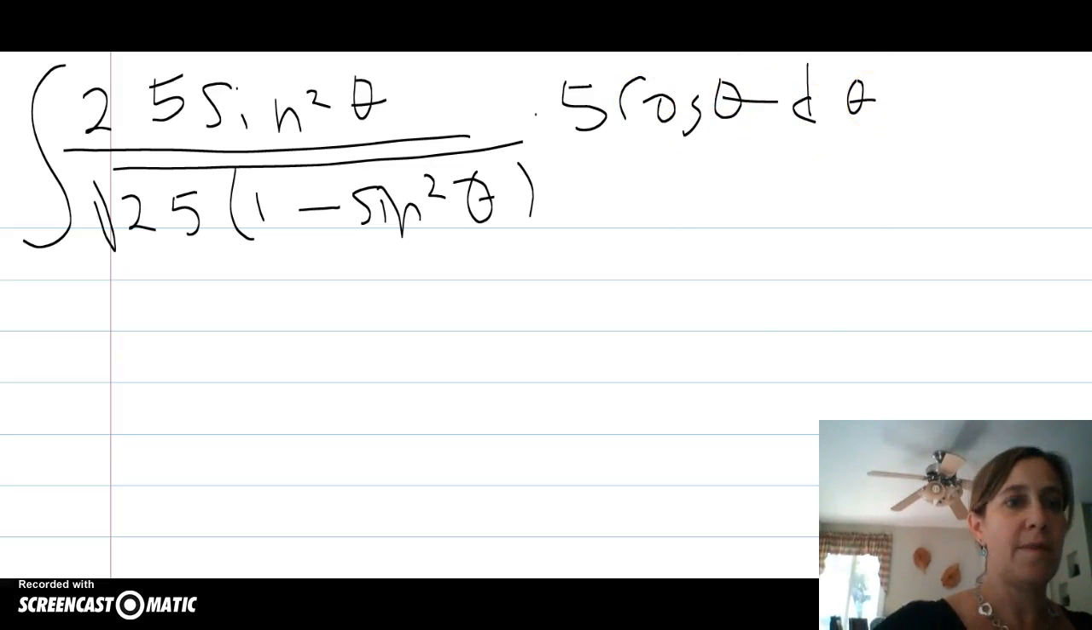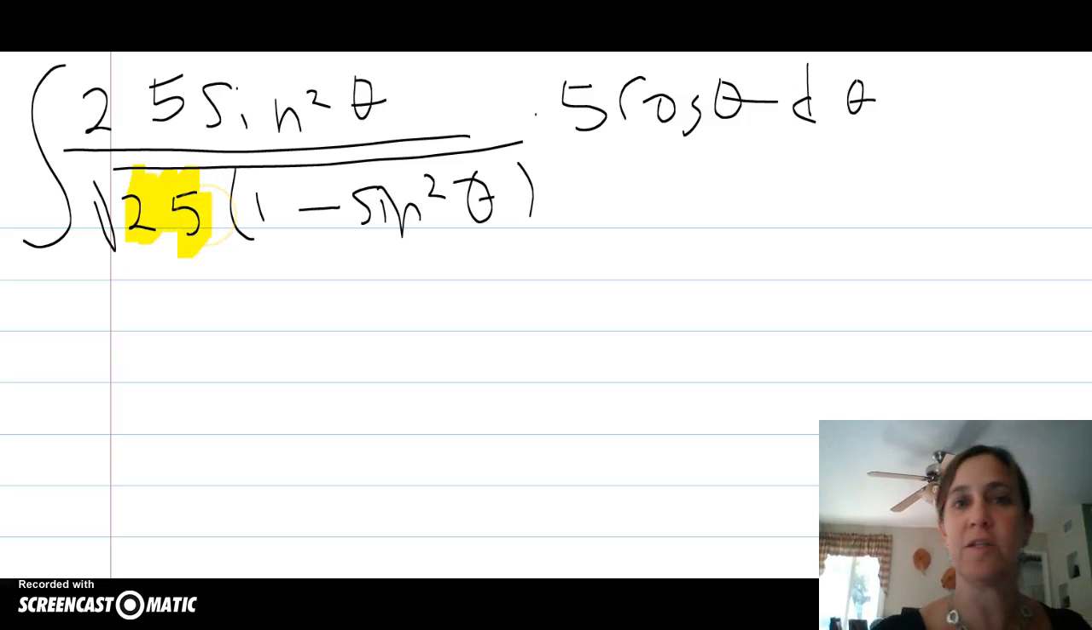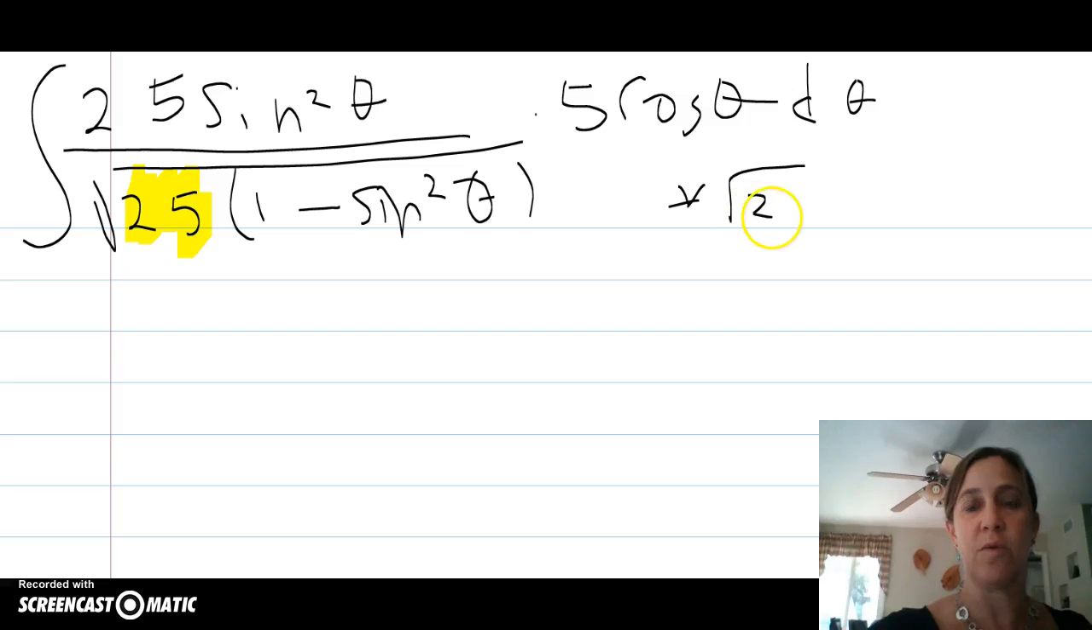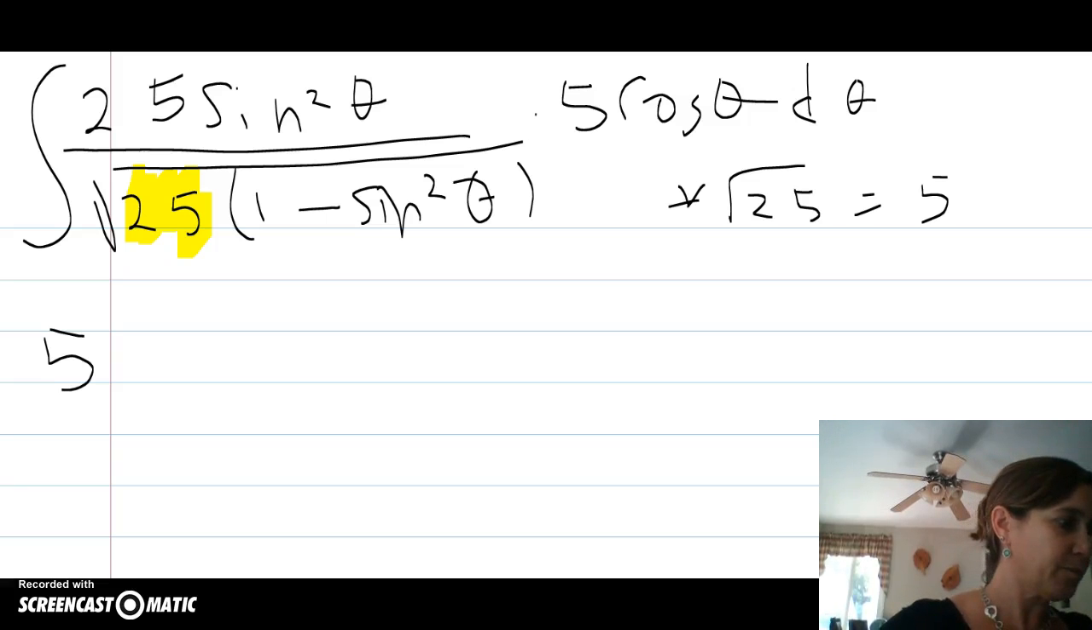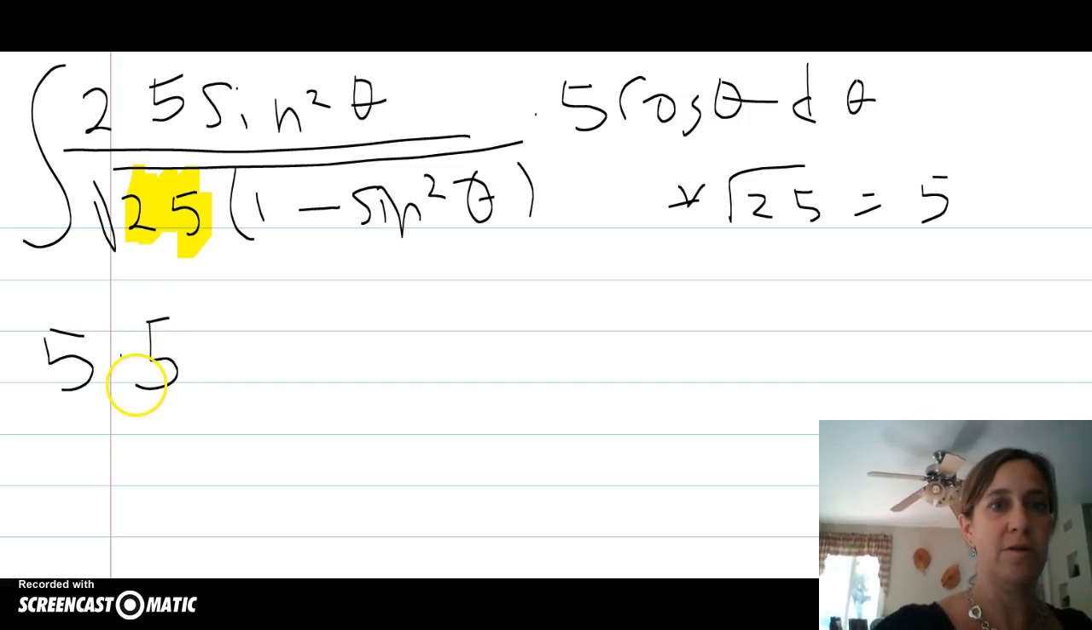Notice here that my 25 is in the square root. So I'm remembering, of course, that the square root of 25 is 5. So when I reduce the square root of 25 with the 25 in the numerator, I can pull out a 5, and then I have times this 5 over here.